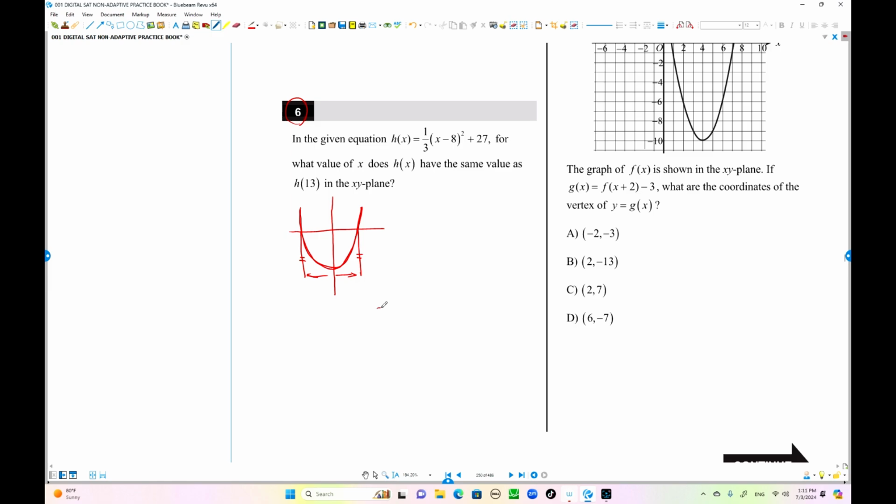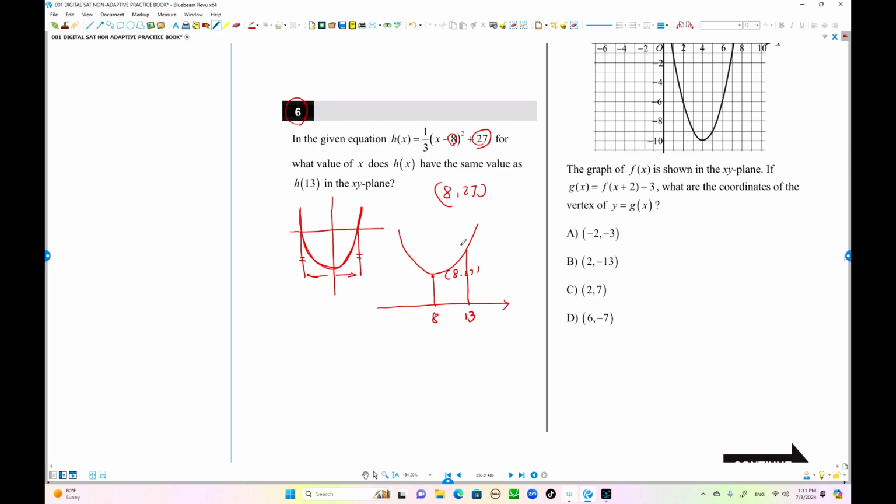So this is 1/3. Where is the vertex? X is 8, y is 27. That's right. 1/3 is only a scale factor, okay? So it makes the graph narrower or wider. So anyway, 8 and 27 over here. This is 8. Height is 27. The graph looks like this. Okay, they are all right above the x-axis. So h is 13 to the right side.